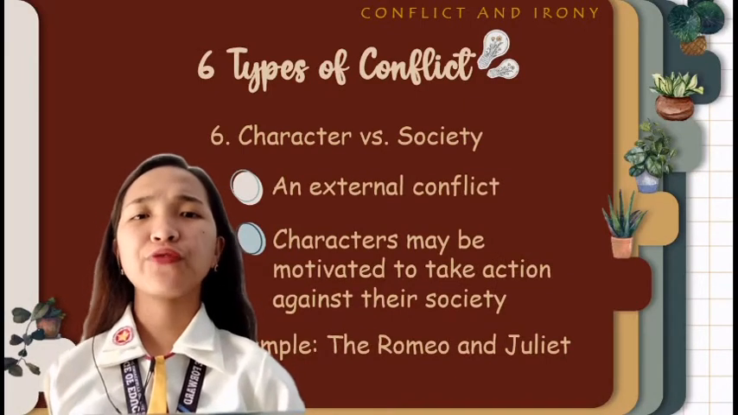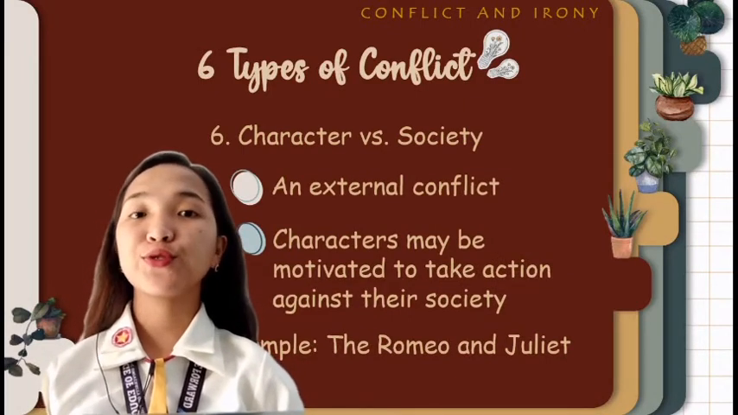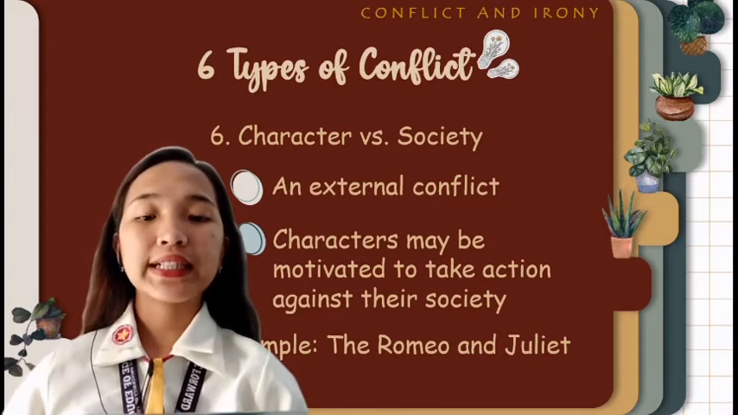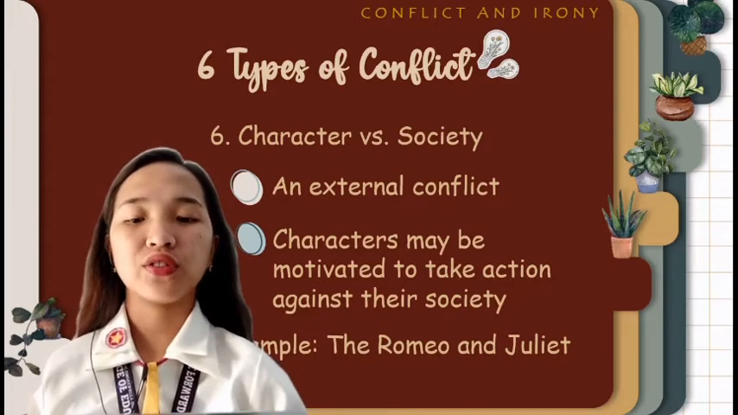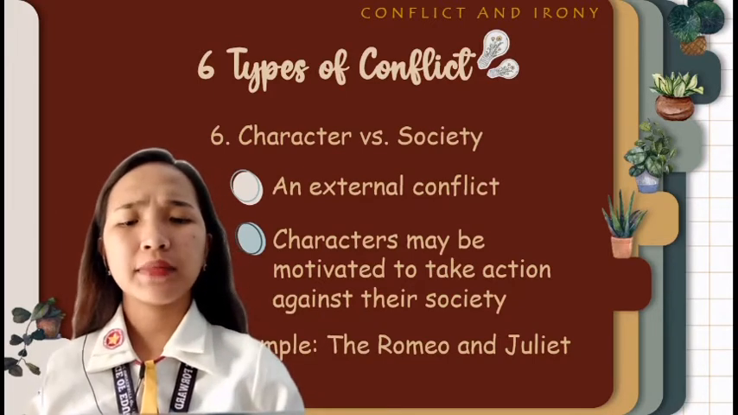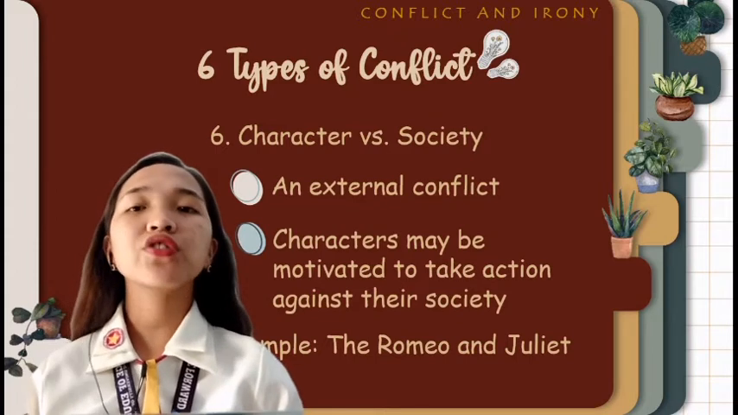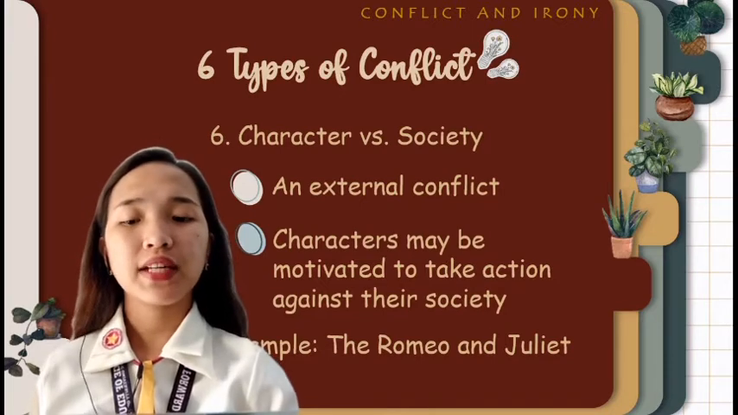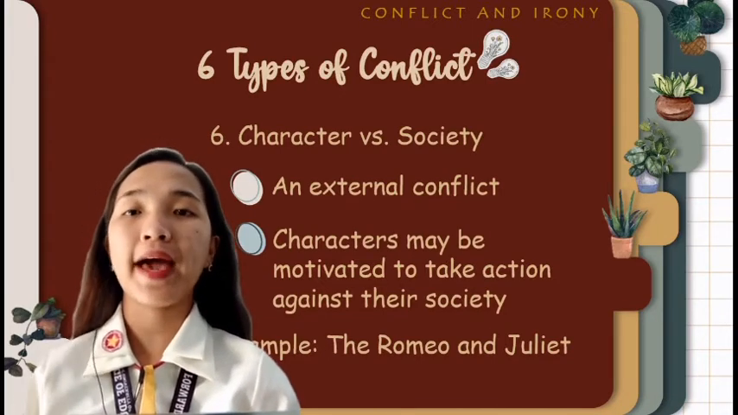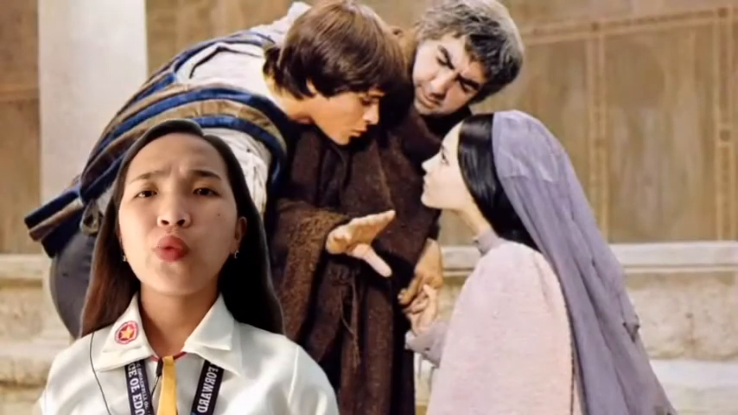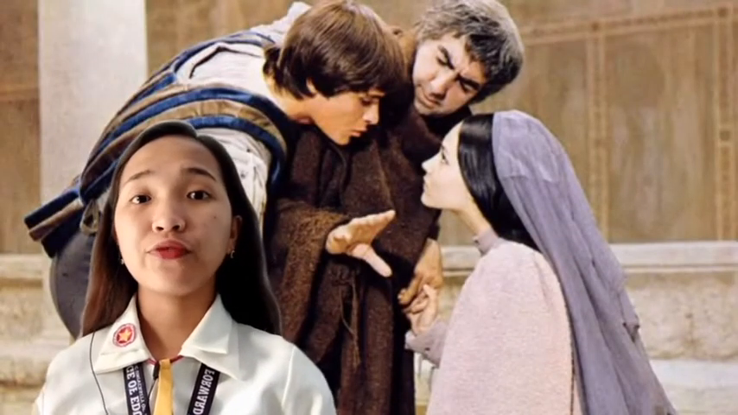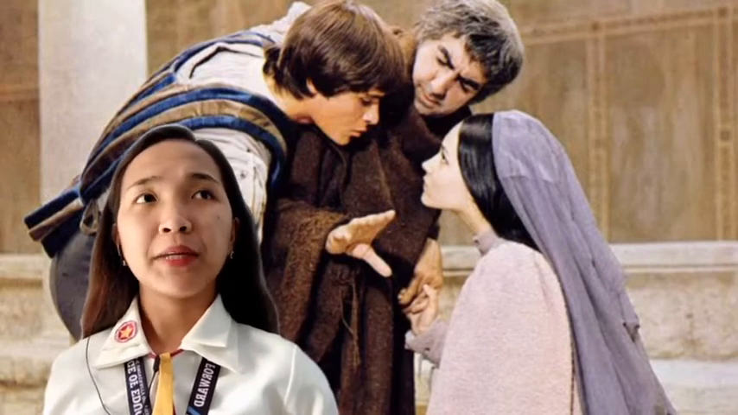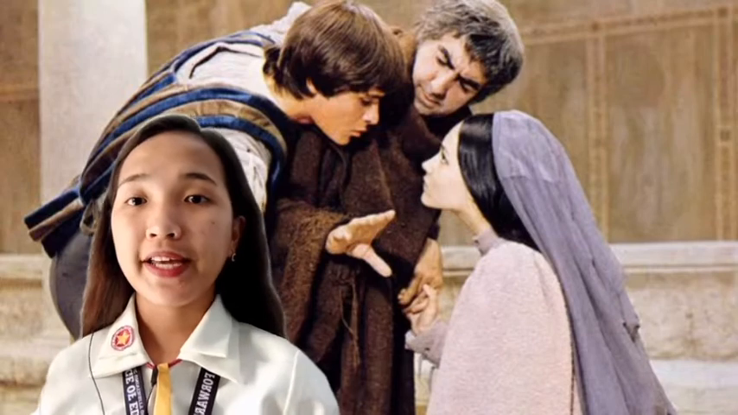So the sixth type of conflict is character versus society. When we say character versus society, the characters may be motivated to take action against their society. It can be a fight against the society in which the character lives, and also the character him or herself is against whatever is going on or believed by society. One great example of this type of conflict is the play Romeo and Juliet. Maybe all of you are familiar with that play.